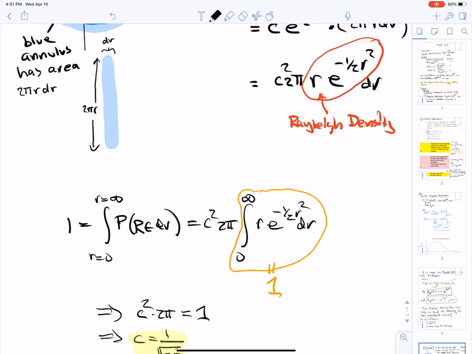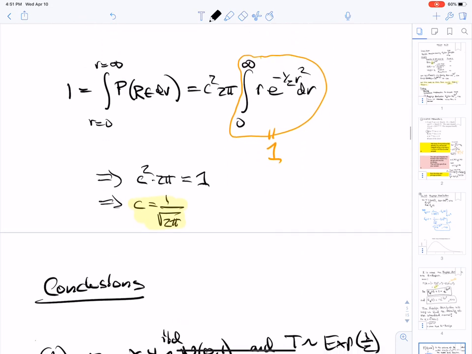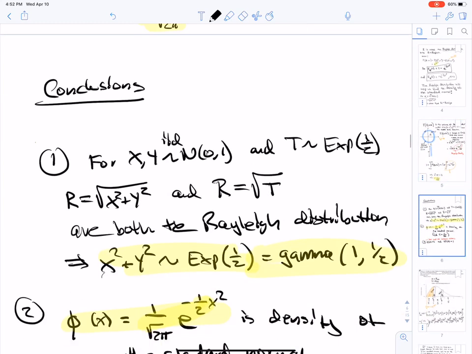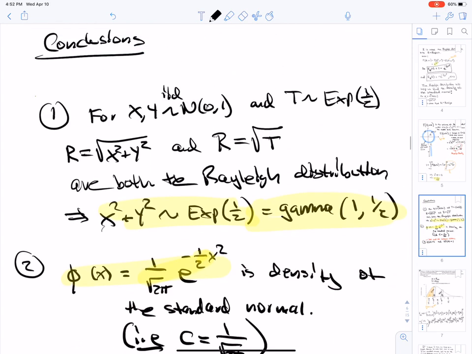If we integrate from r is 0 to infinity, our probability, that obviously is 1. And taking out the constant, you can see that the integral of the Rayleigh is 1. And so all of a sudden we have that c is 1 over the square root of 2 pi. Beautiful. So our conclusions, we've actually done two things here.